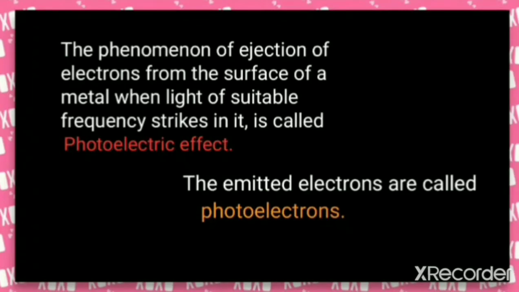The phenomenon of ejection of electrons from the surface of a metal when a light of suitable frequency strikes it is called the photoelectric effect, and the emitted, or we can say ejected, electrons are called photoelectrons.